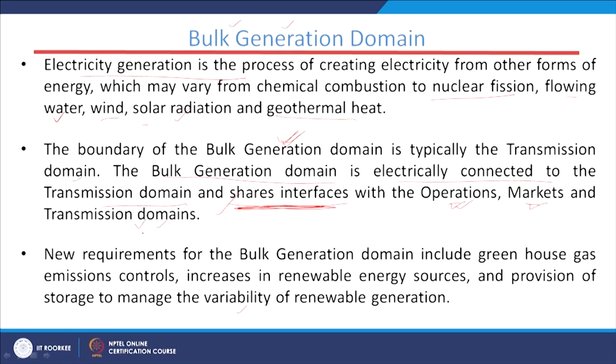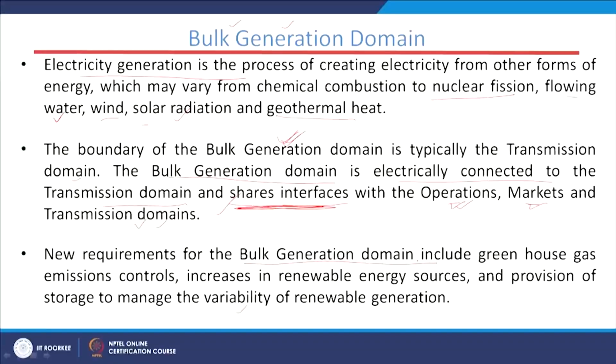Now, I will come to the last one. What is the new requirement for this? It is obvious, it was also happening before, because the bulk generation domain should interact with the transmission domain, it should also interact with the service domain, it should also interact with the market domain for its smooth operation. What is the new thing happening in this domain? As far as the smart grid is concerned, the main requirement for this bulk generation domain includes greenhouse emissions control, which is very important.